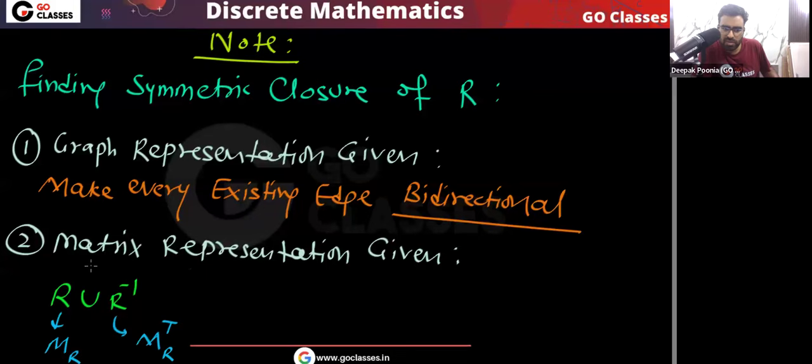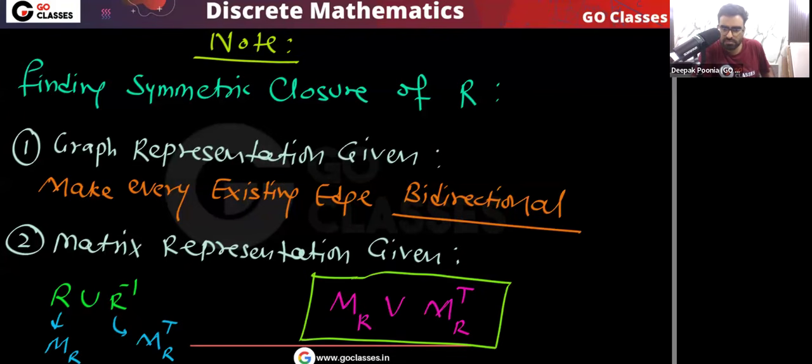Okay, so matrix representation is given, then what do I need to do? I just need to take the matrix representation of R OR the matrix representation of the transpose of R. Just do the OR. This means union. Basically we are simply doing the union, or I can say OR. Is this clear to everyone? Let me know. Just take the transpose and do the union, so you just do the OR.